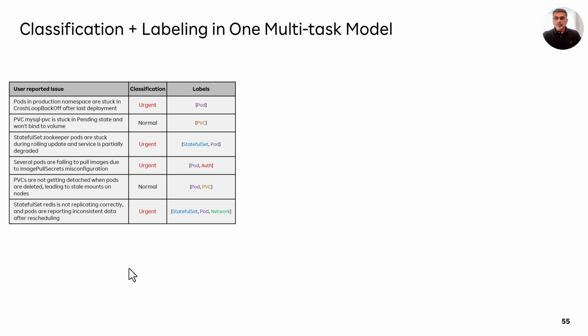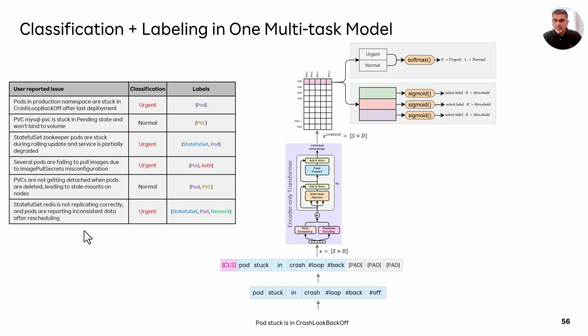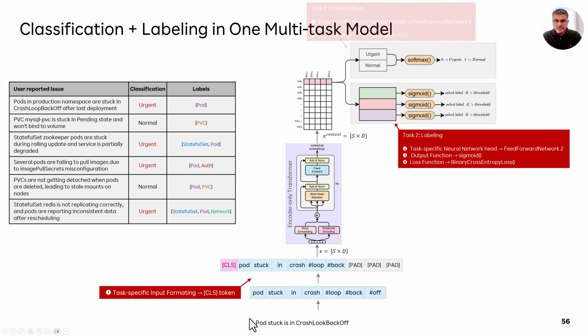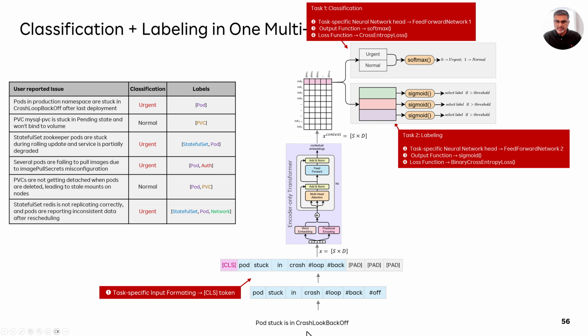So how do you go about building a large language model for this? To fine tune your large language model for multitask classification, you take the incoming issue text as your input and tokenize it. For the input formatting, you would put a CLS token in the front, which is a classification token. You'd send it through your encoder-only transformer that produces a context-aware embedding matrix.